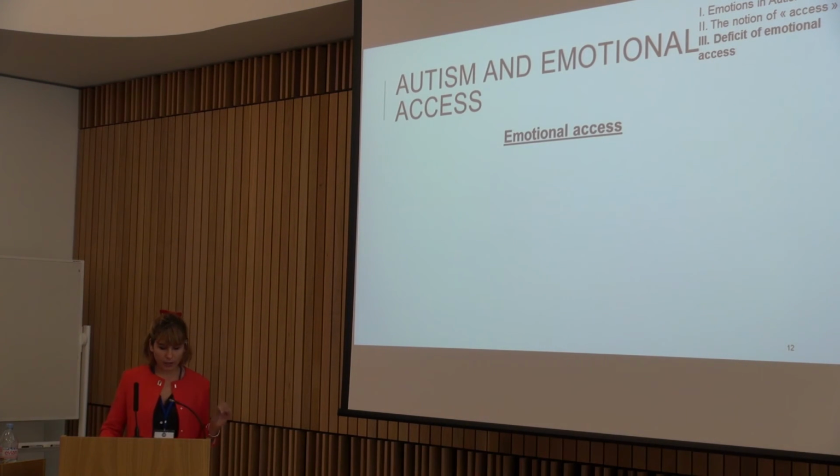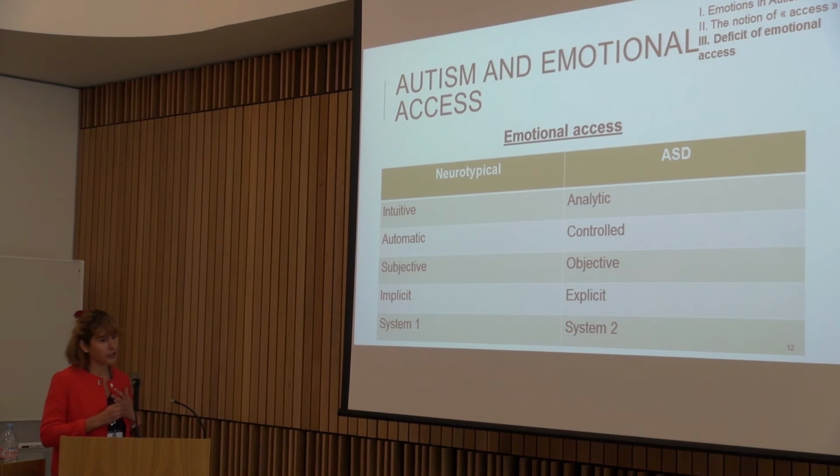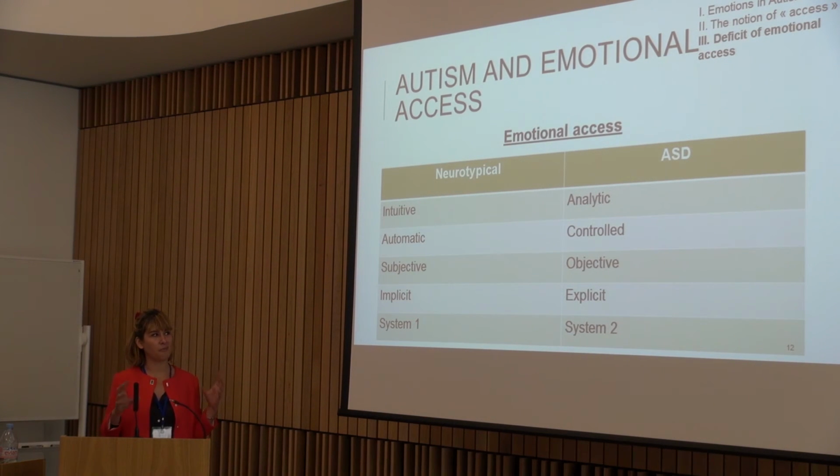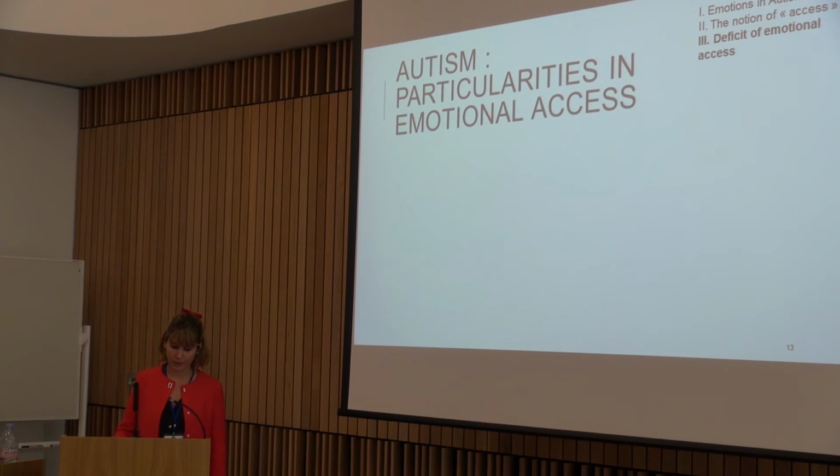But then with the access, neurotypical people understand their emotion very intuitively, in an automatic, subjective, implicit manner, most generally using this system 1 way, whereas people with autism relate to their emotions thanks to analytic, controlled, objective, and explicit processes. So they tend to use a system 2. In light of the terminology that I just described, we can say that neurotypical people would generally use more phenomenal access to relate to their emotional states, and autistic people would tend to need the cognitive access to relate to their affective state. And we can find more hints or explanations in recent studies.